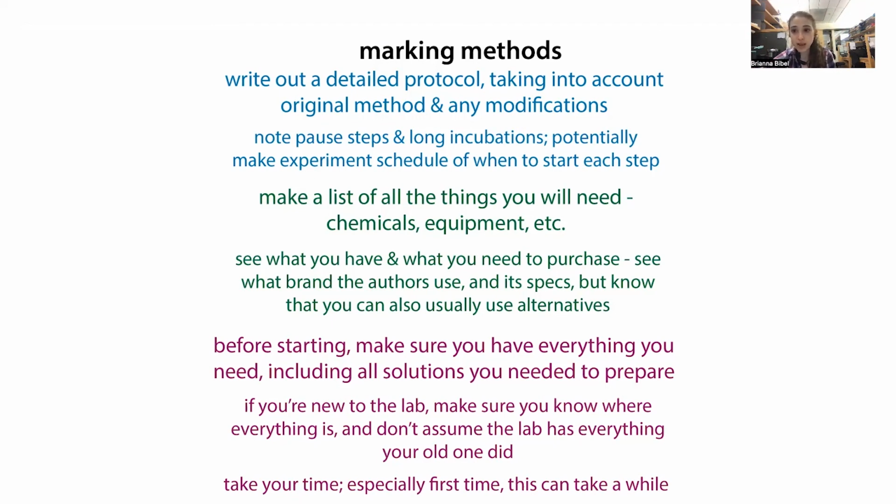If you're new to a lab, like I've been, trying to figure out what we have and what we don't have, you want to make sure you know where everything is, and don't assume that the new lab has everything that your old one did. Different labs focus on different things. We have a lot more things on the chemistry side here, and in my old lab, we had more things focused on protein purification and structural work. So make sure that the lab has what you think it has, and you know where everything is, before you start out this experiment and do a bunch of steps and then realize you don't have everything you needed.